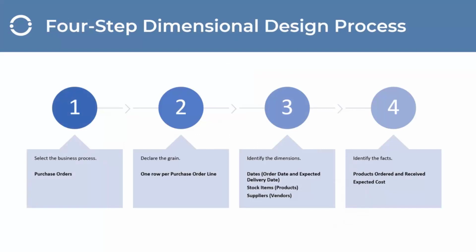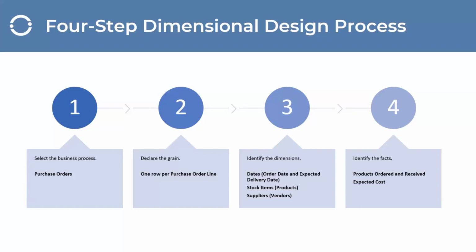So I have selected the business process of purchase orders. I want to do analysis on purchase orders. The grain that I'm going to capture this at is I want 1 row per purchase order line. That's going to drive some of the decisions that I have to make. So anything that's on my purchase order header, that needs to be denormalized onto the purchase order line. Yes, we're duplicating data, and that's not a problem because of the underlying compression algorithms.